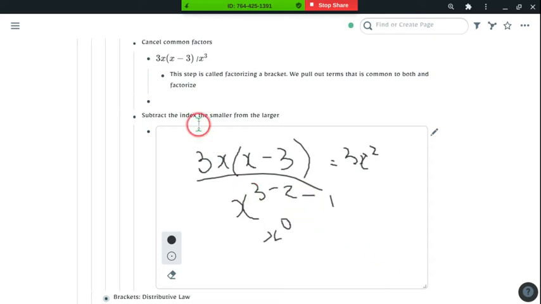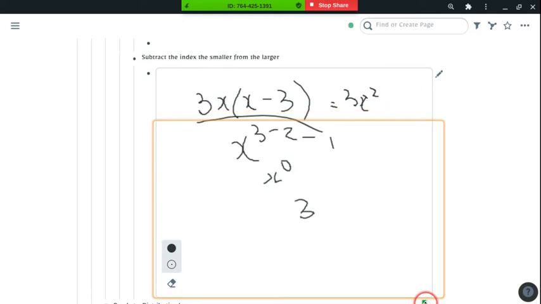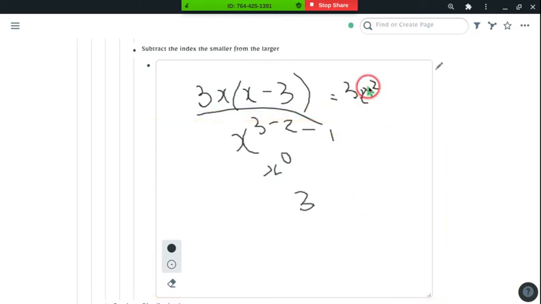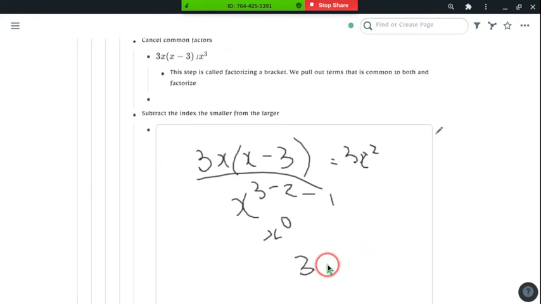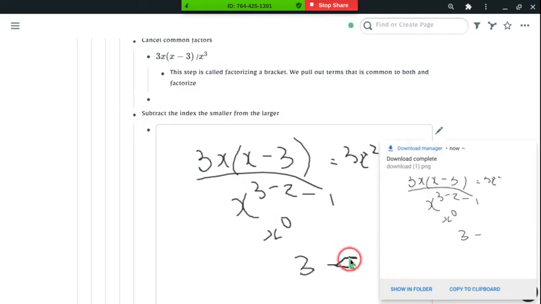So, in essence, what we have now is really just 3. Right? Let's put it. All we have left is 3. Remember, the x squared got subtracted. Right? We have 3. Right? Minus 9. My bad.